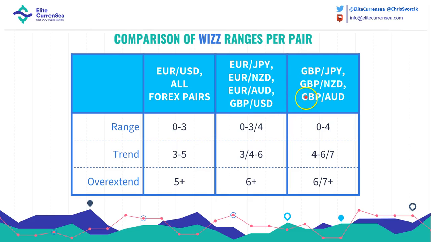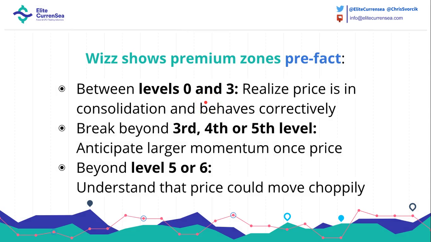But for certain pound pairs, I would say this principle is even more valid. Pound Yen, Pound New Zealand, Pound Aussie are huge movers, and basically then I would definitely reckon with 0 to 4 as a range, 4 to 6 or even 7 as a trending environment, and an overextension above 6 or 7. So these are bigger movers, therefore the zones are a bit later actually compared to Euro Dollar, for instance.